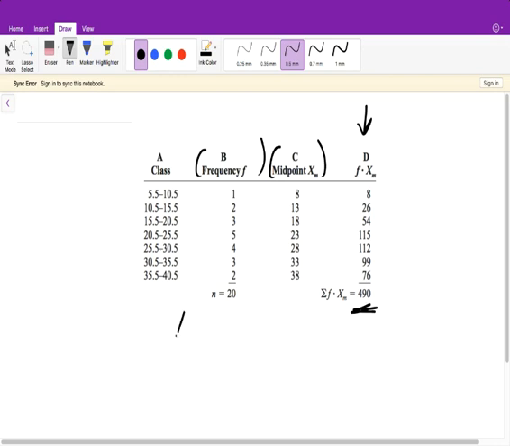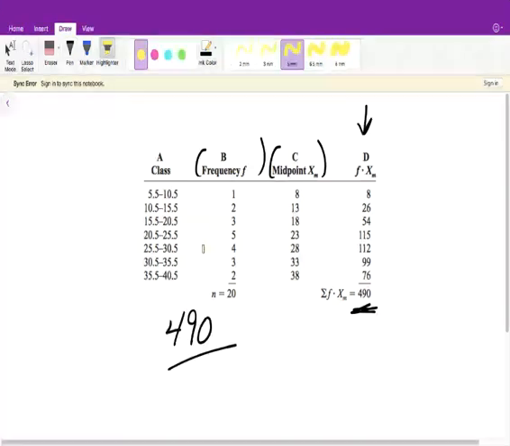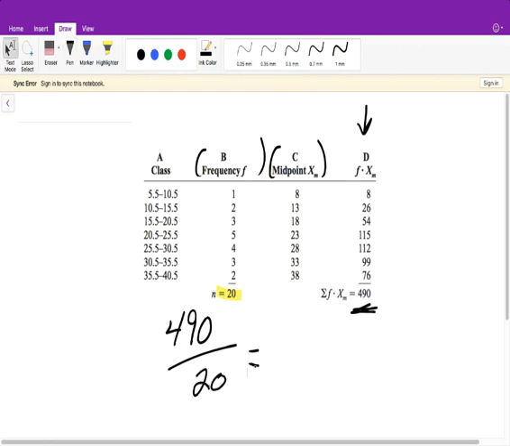When we add them up, we get 490. Then we take that number and divide it by the total number of frequency that we have, which is 20. So this 490 is being divided by 20, and this is equal to 24.5. That means the mean or the average for this grouped frequency is 24.5. So that's how you would find your mean when you're dealing with a grouped frequency distribution. And that is it for this video.